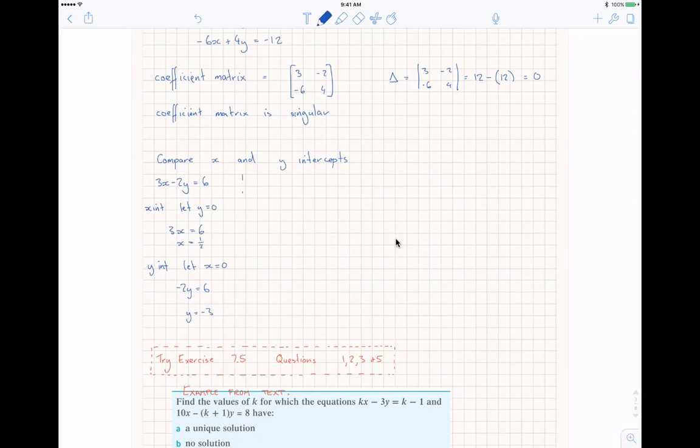Second line was minus 6x plus 4y equals minus 12. Find the x-intercept. Find the y-intercept.